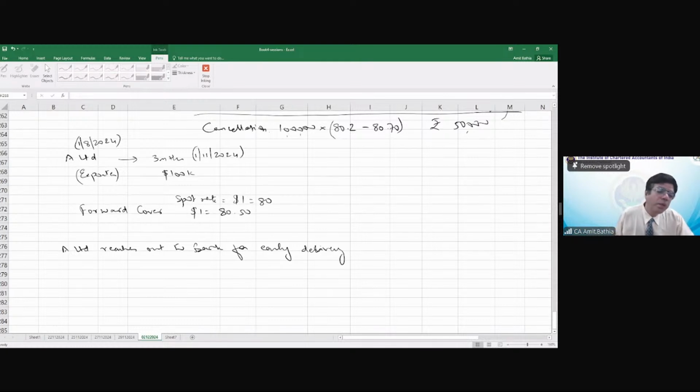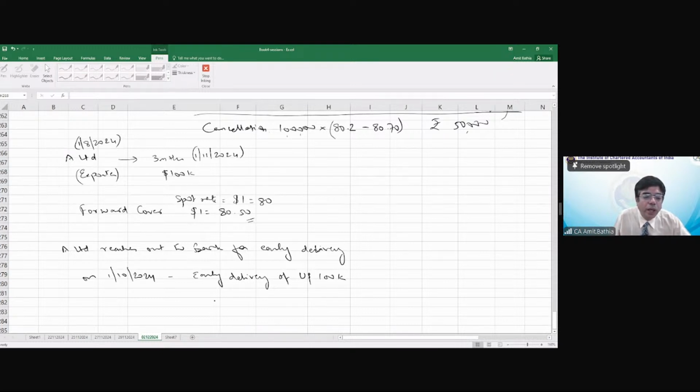Now, why early delivery? Maybe because the client has essentially paid me earlier. So let's say on 1st October 2024, he is approaching you with early delivery of USD 100,000. Now, what do we do? Since the bank already has a forward cover available, the bank will give you this particular rate, 80.50, right?